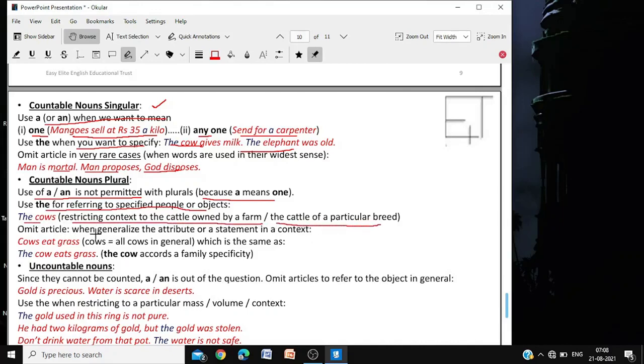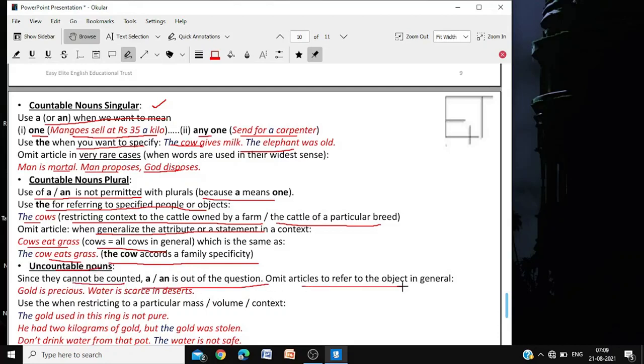Omit article when generalizing the attribute or a statement in a context. Cows eat grass. Cows, all the cows in general. Or the cow accords a family or species definition. A family of animals or a species of animals is specified. Uncountable noun. Now, since you cannot count, a or an is out of the question.